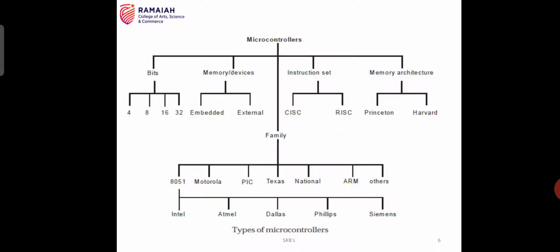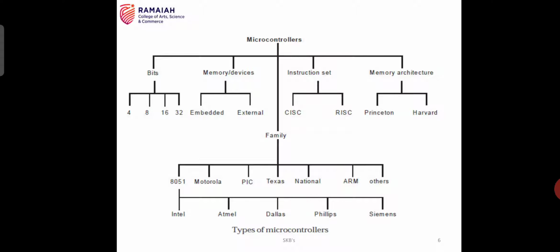And based on memory devices, if it utilizes an external memory, then it is called an external microcontroller, or if the memory can be expanded for the application, it is defined as an embedded microcontroller. And instruction set: CISC and RISC, so complex instruction set computers and reduced instruction set computers. The complex instruction set, as the name itself defines, has a large number of instructions and is very difficult to program. So instruction sets are very complex. And RISC has a very small instruction set and is very easy to program.